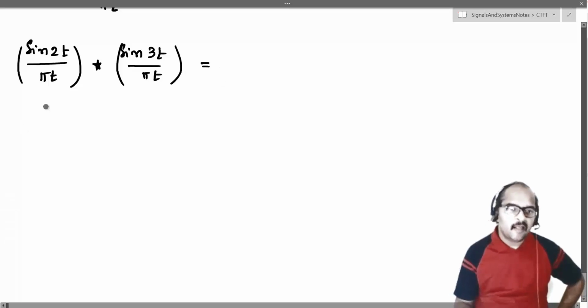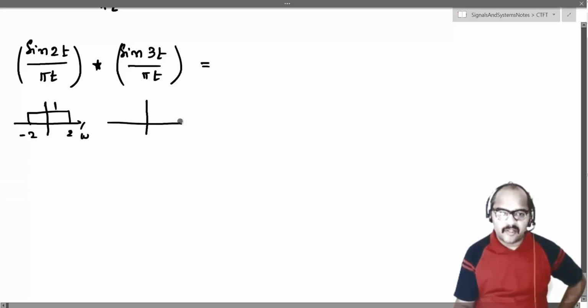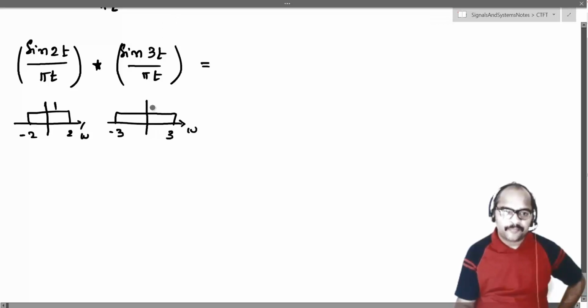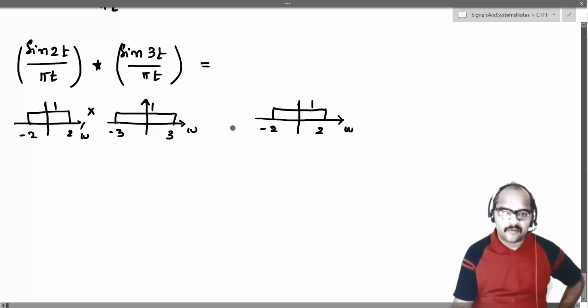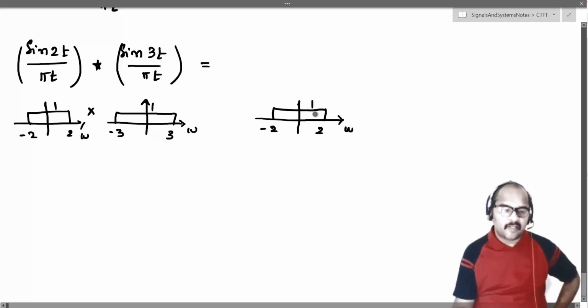Sine 2t by pi t convolved with sine 3t by pi t equals dash. That is the question. We know that the first will have a rectangle from -2 to +2 with amplitude 1 as the Fourier transform, and the second will have a rectangle from -3 to +3 with amplitude 1 as the Fourier transform. In time domain they are getting convolved, so in frequency domain they should get multiplied. If you multiply these two rectangles, you get another rectangle from -2 to +2 with amplitude 1, just like the previous problem.